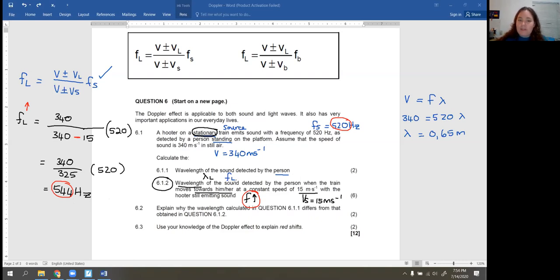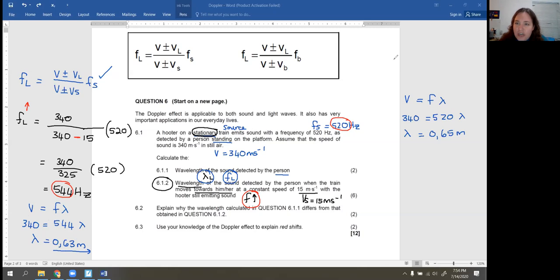Now, the last part was that this question didn't ask for the frequency observed, it asked for the wavelength. So we've got to go back and use this formula. So V is equal to F lambda. 340 is equal to 544 times by the wavelength. I'm aware of the fact that some of you have already got an answer. So 340 divided by 544 gives me an answer that the wavelength is equal to 0.625 or 0.63 meters.